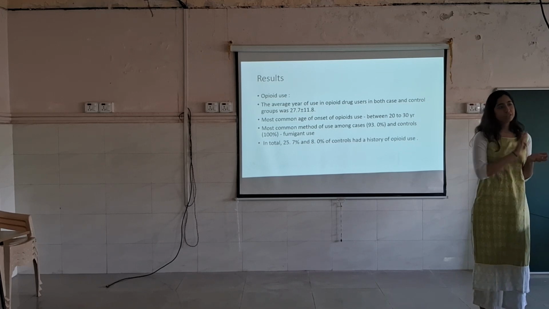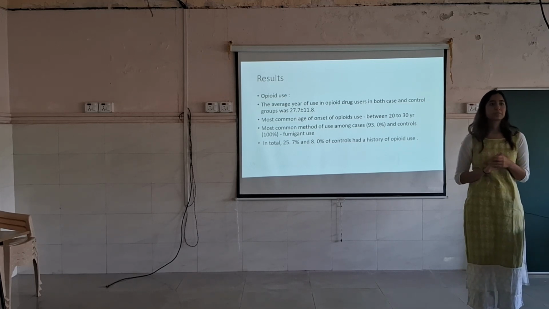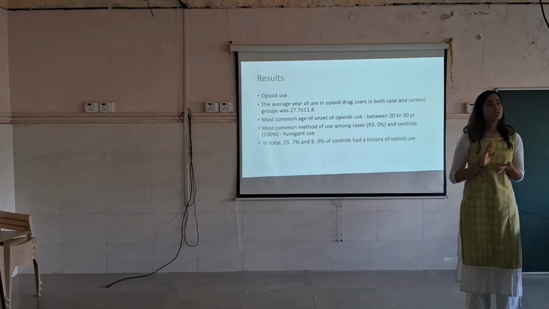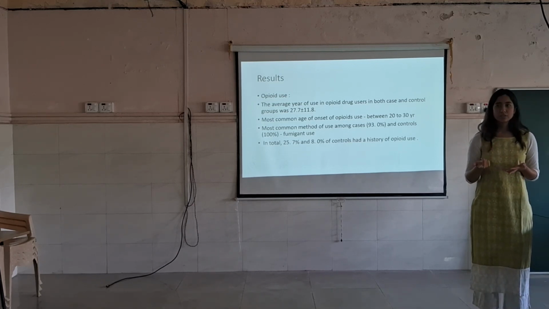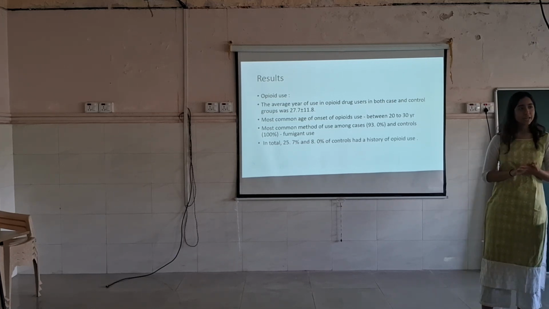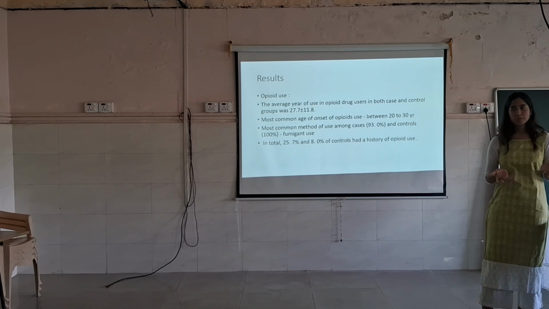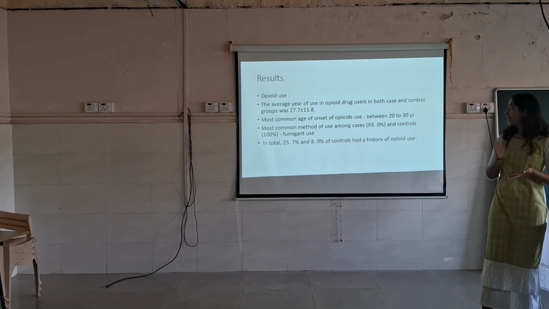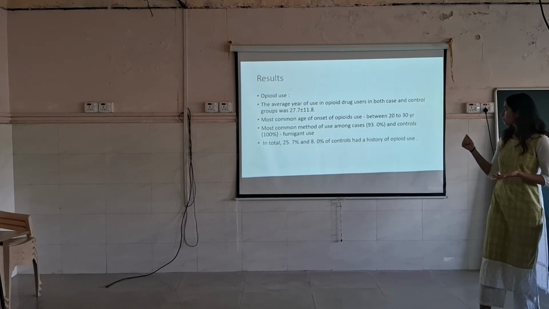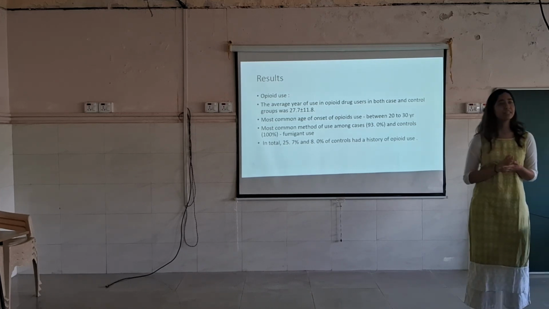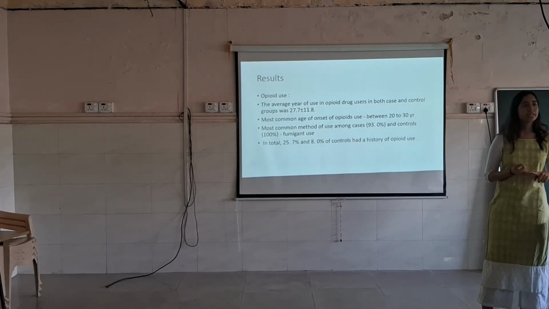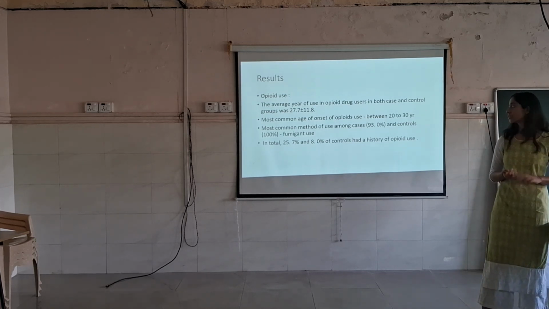Now that we've covered the demographics, we'll cover opium, cigarettes, and alcohol. It was found that opium usage was linked to an increased incidence of CRCs and colon cancers. The mean age at which people started consuming opium was between 20 to 30 years, and the most common method of use was cumulative use. In total, we found that 25% of cases had used opium and 8% of controls had a history of opium usage.